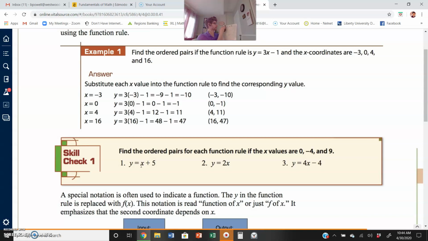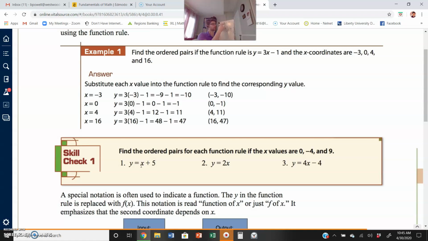Number 3, we have the function rule of y equals 4x minus 4. We have the same x values of 0, -4, and 9. Now let's find the y's. Let's plug in a 0. Here we have multiplication, but then we'll have to subtract eventually. So let's plug in 0 where we see an x. So it's 4 times 0, which is 0. 0 minus 4 is -4.